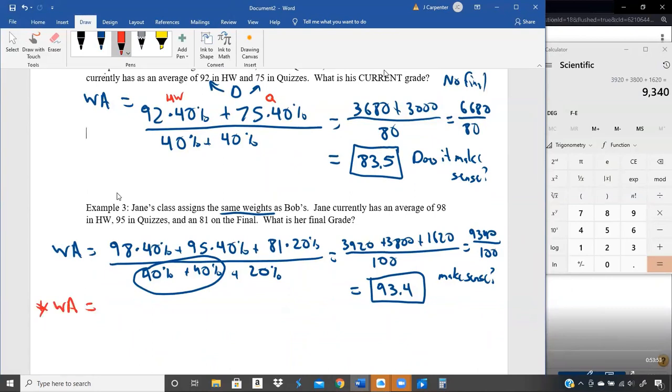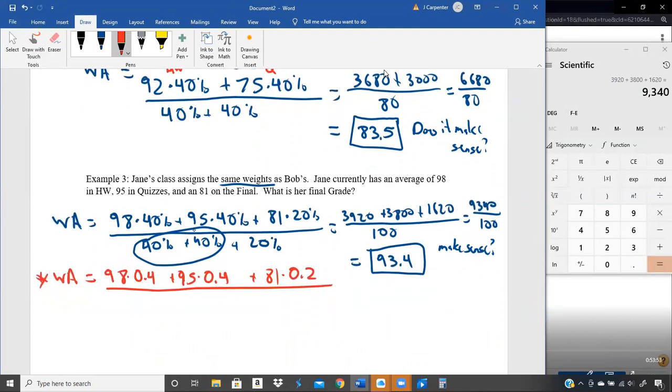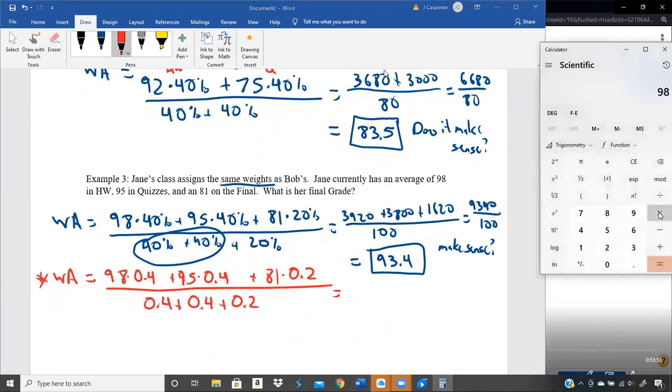So leave the 98, 95, and 81. Those things are all staying the same. It's the weights that I'm going to convert from percentages to decimals. So instead of 40%, that's 0.4. Instead of 40%, that is also 0.4. Instead of 20%, that's 0.2. But you have to be consistent. If you're doing 0.4, 0.4, and 0.2 in the top, you do the exact same in the bottom. You cannot mix media. You cannot do percents in the top and decimals in the bottom. And if you do this math, let's see, 98, I'm going to go a little quicker, times 0.4 is going to be 39.2.